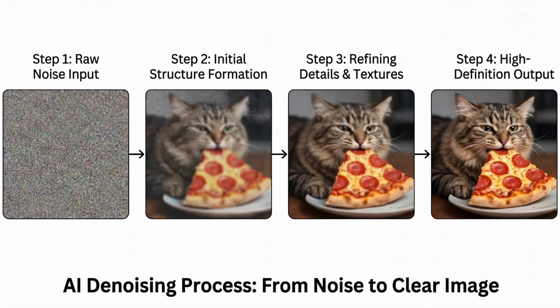Once AI has an idea, it needs to turn it into a visual. It uses a process called diffusion. The AI starts with a screen full of static noise, like a TV with no signal. You tell the AI, show me a cat eating pizza. It looks at the noise and asks, if I change these dots slightly, will it look more like a cat? It repeats this thousands of times, denoising the static until a clear, high-definition image emerges.